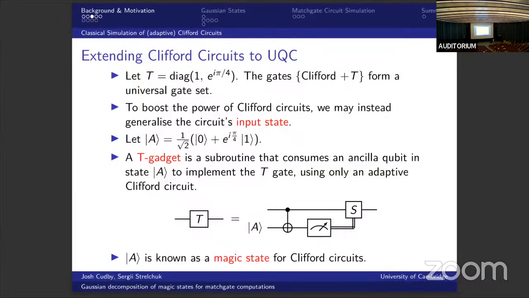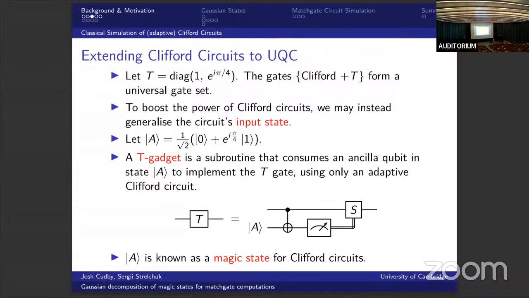Since Clifford circuits are classically simulable, they don't achieve universal quantum computing, but we can extend them to a more powerful gate set in a couple of different ways. The most obvious way is to give them access to a new gate. For example, the T gate, which I've defined up there, is the square root of the phase gate S. Then the gate set Clifford plus T is actually universal.